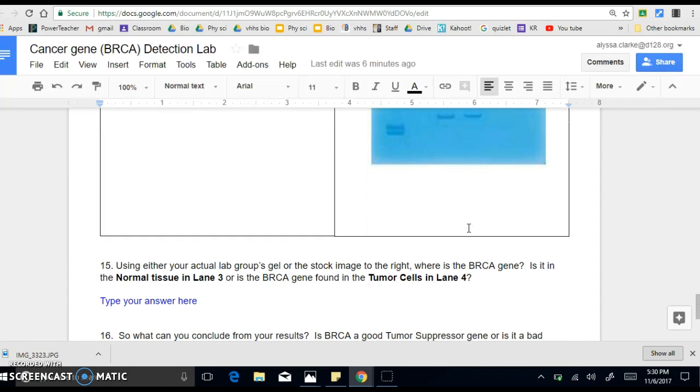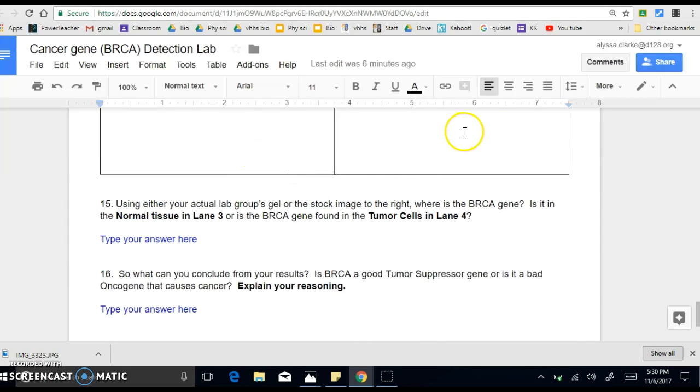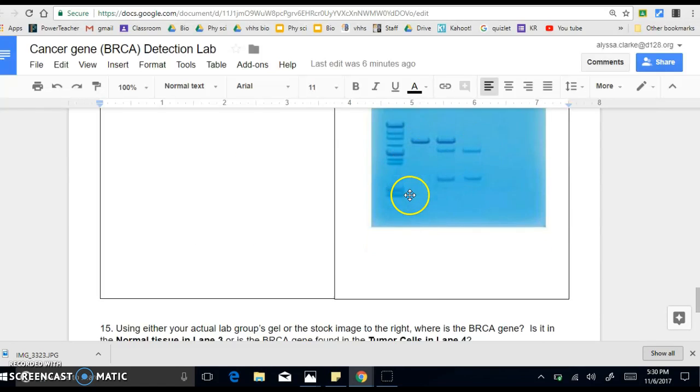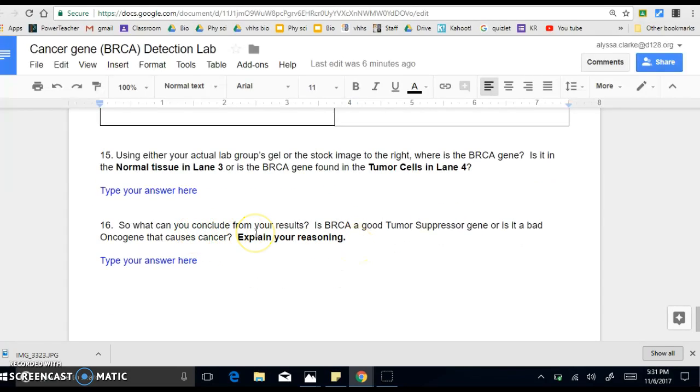From this information, you're going to answer questions 15 and 16. Do you believe, whether you use your lab gel or the stock, which is this one right here, that BRCA should be found in all these other places? Is it in normal tissues in lane 3, or is it found in tumor cells in lane 4? Based off of that, what can you conclude about the BRCA gene? Is it a tumor suppressor, or is it an oncogene that would cause cancer? You're going to explain your reasoning.